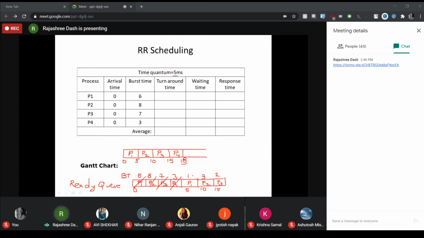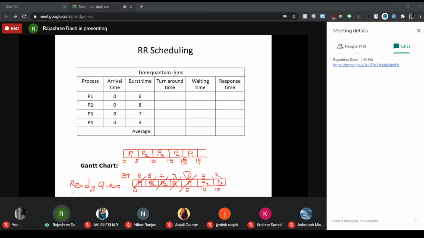Now the scheduler again selects the process which is at the head of the queue, that means P1. So P1 is once again allocated. As the remaining burst time is 1, it will not take a complete time quantum to finish its execution. So it will continue up to 19.